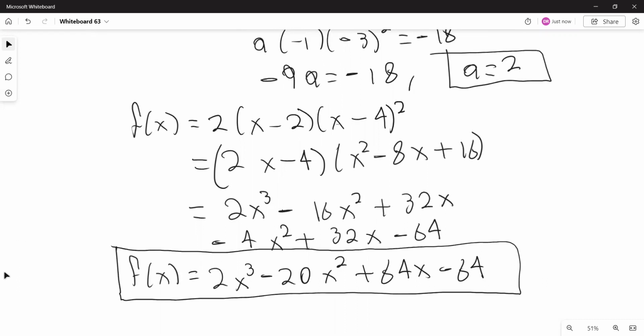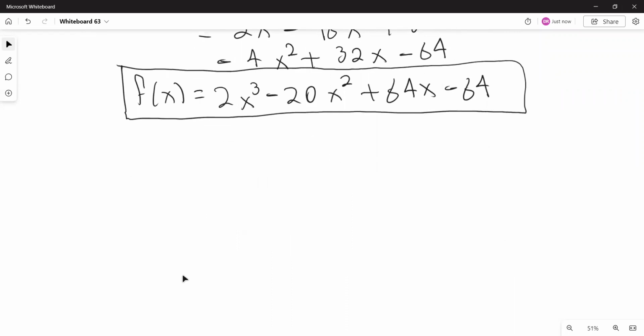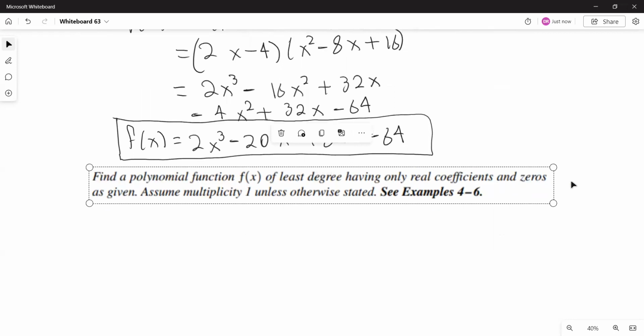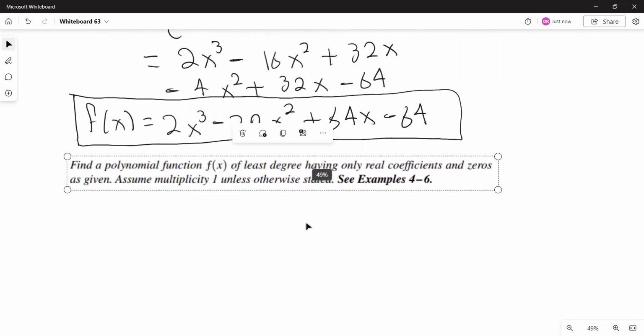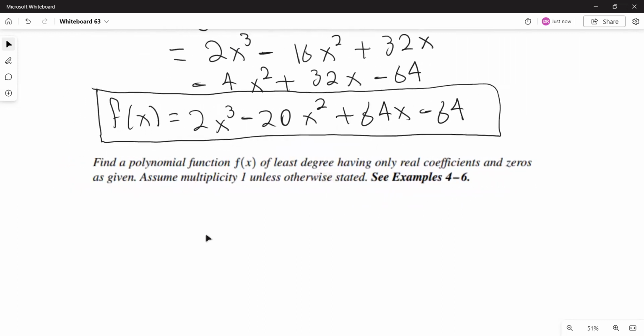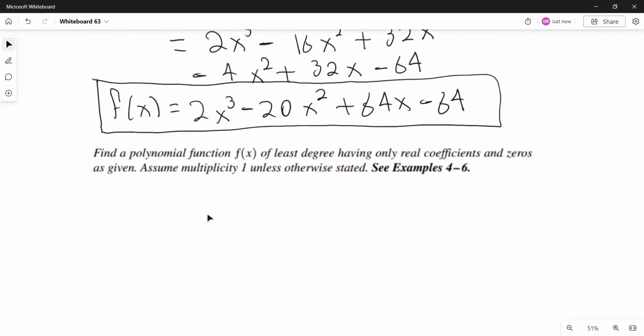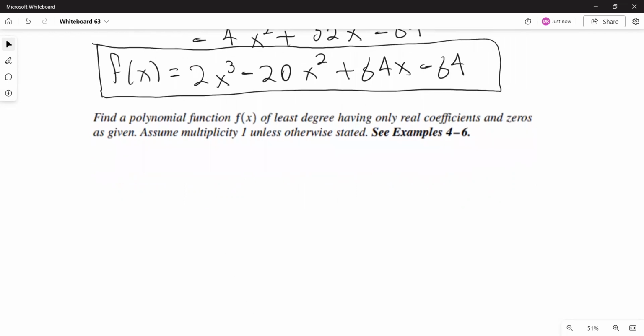And I have two more examples. As you see, this wasn't a very long section in the last two examples. So this will involve complex zeros. We are going to find a polynomial function of least degree, having only real coefficients and zeros as given. Assume multiplicity 1, unless otherwise stated. So that's what they mean with least degree. Don't try to increase the multiplicity unless they tell you that the multiplicity is not 1.